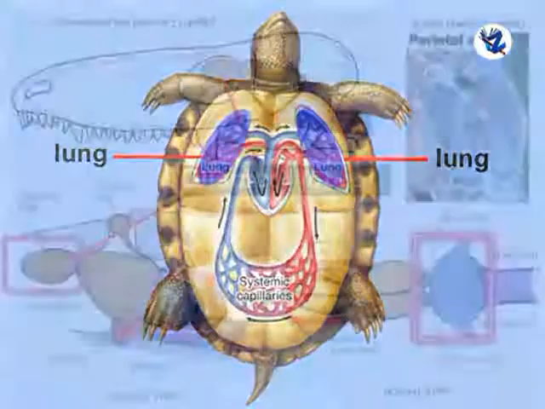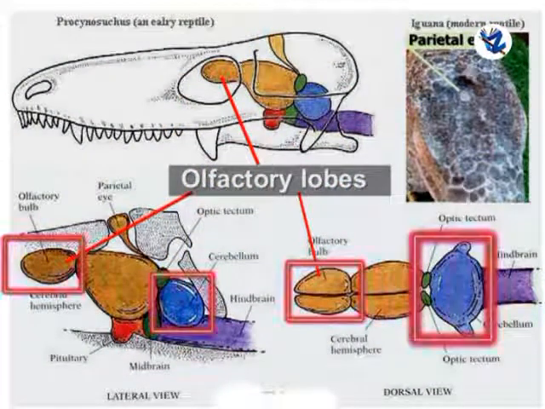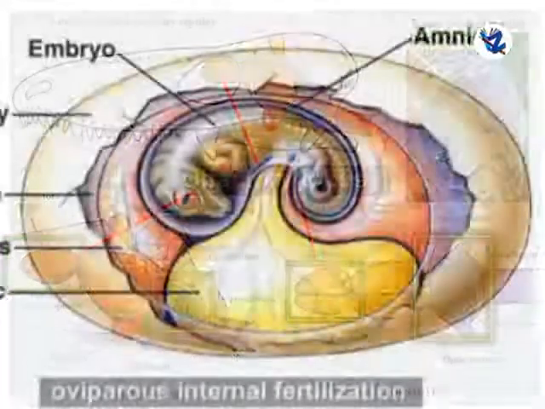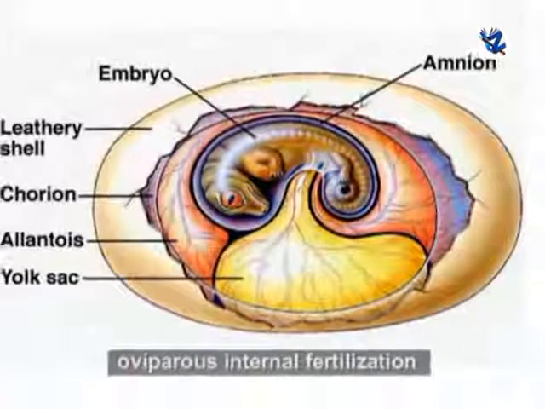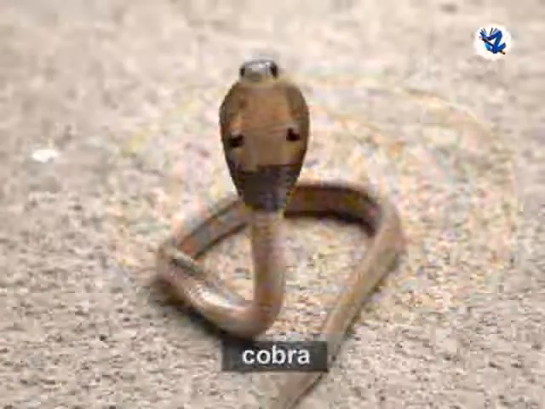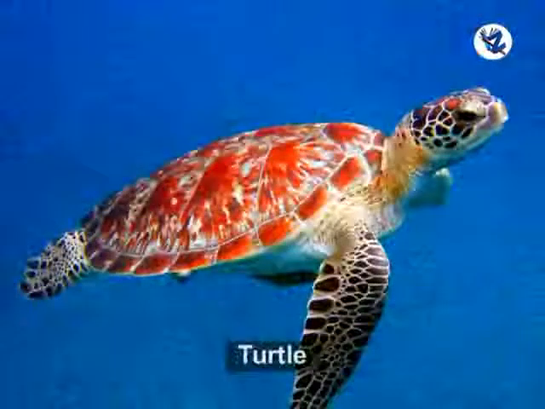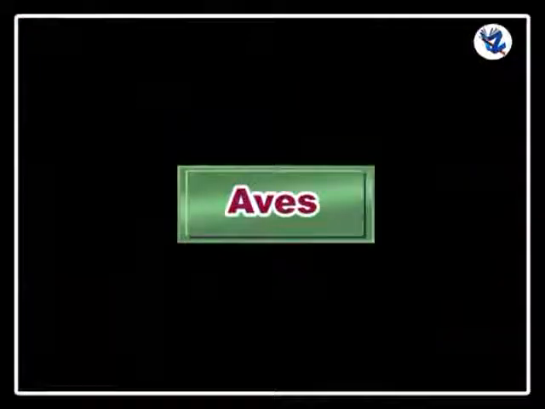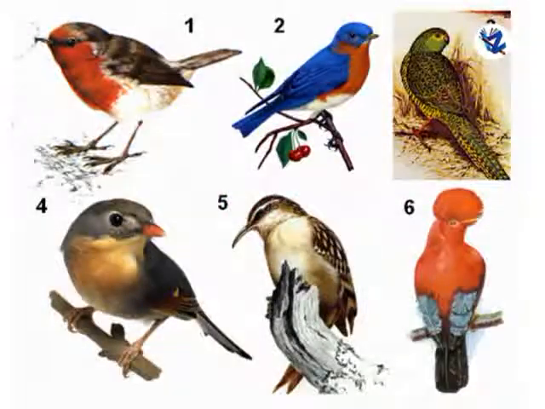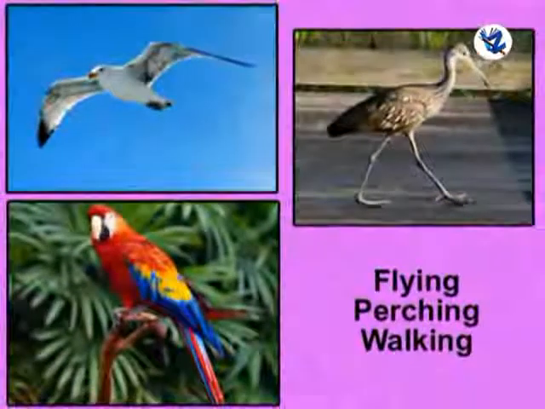Respiration by lungs and in nervous system, olfactory lobes and cerebellum is better developed. Reproduction oviparous, internal fertilization. Example, snakes such as cobra, then crocodile, turtle, wall lizard, etc. Then Aves. Terrestrial animals. Locomotion by flying, perching, walking.